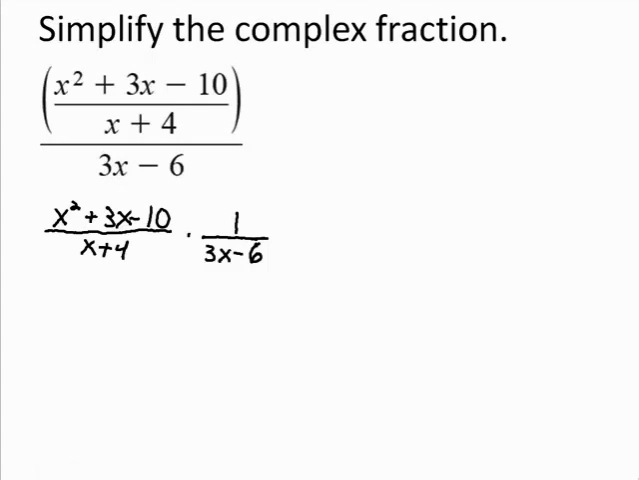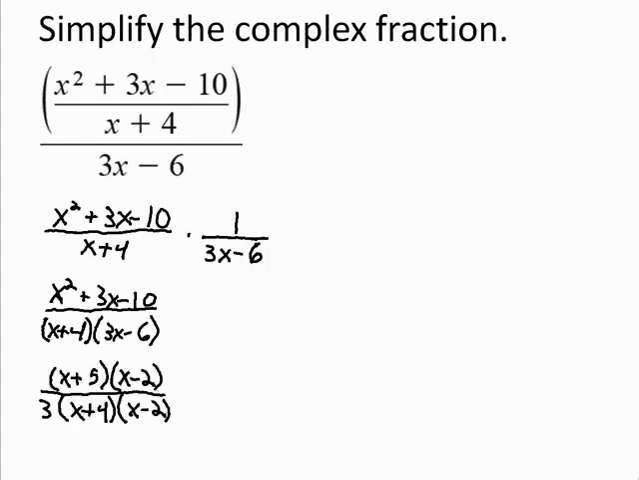You can now multiply the numerators and denominators together. X squared plus 3x minus 10 divided by the quantity x plus 4 times the quantity 3x minus 6. Factor x squared plus 3x minus 10 into x minus 2 and x plus 5, and factor a 3 out of 3x minus 6.